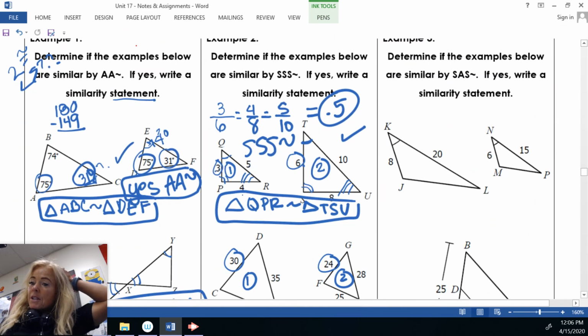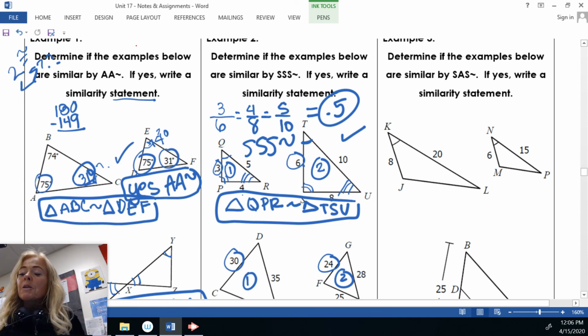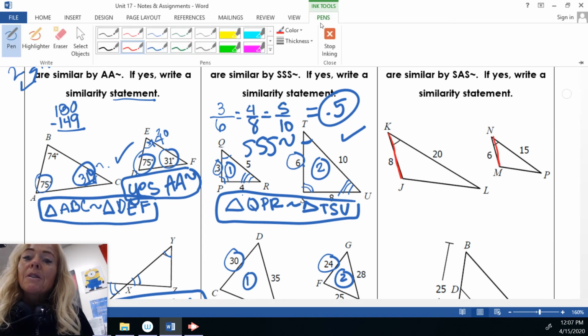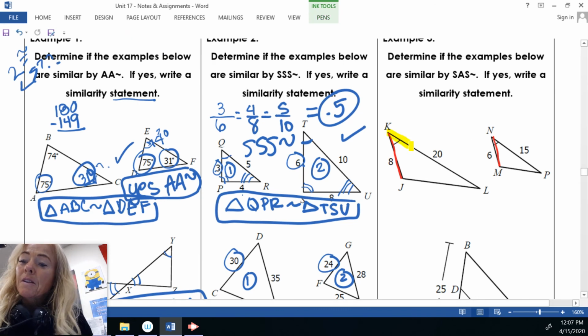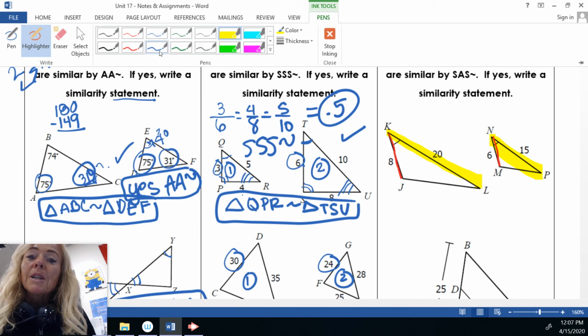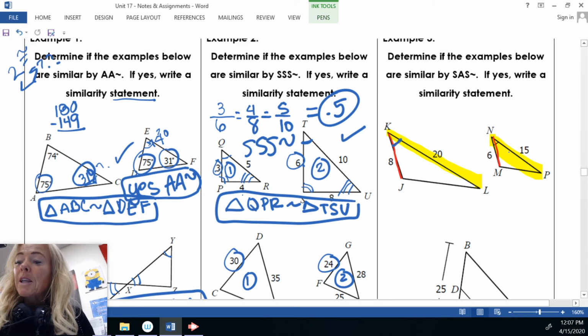So when we're looking at examples, determine if the examples below are similar by side angle side similarity. If yes, write the similarity statement. Notice that you have a side and you have another side with measures on them, and you must have the angle between them, and we indeed do. We have a side angle side setup, but that doesn't tell us they're similar yet.